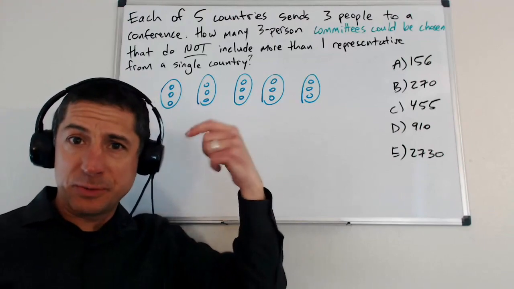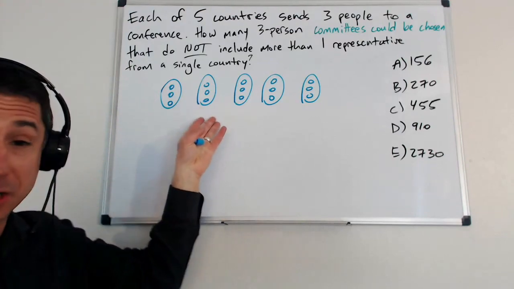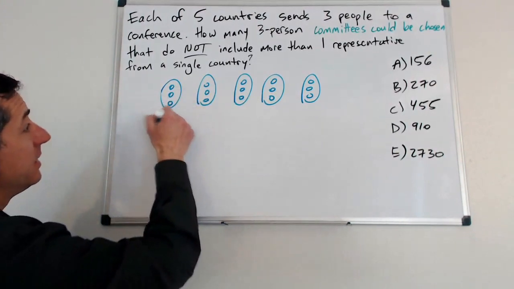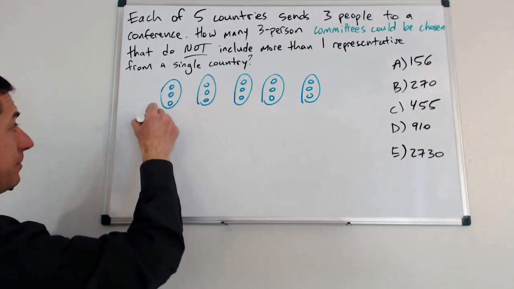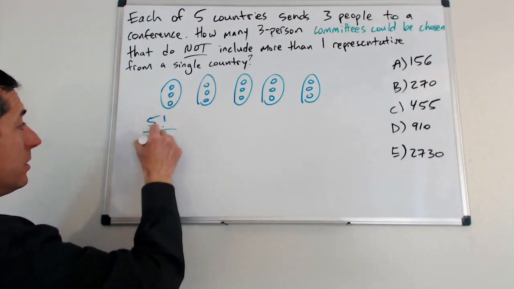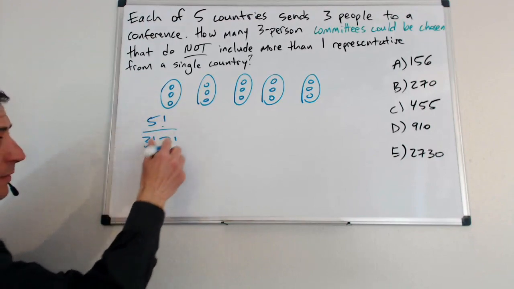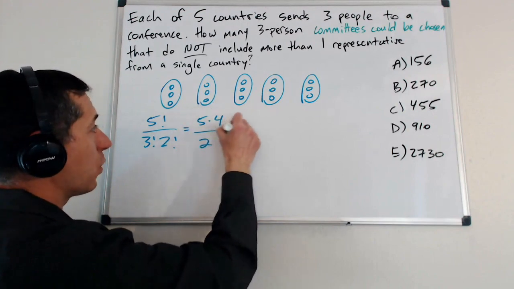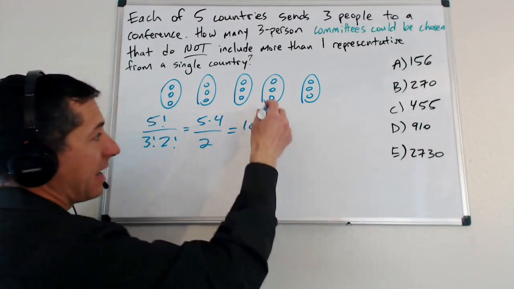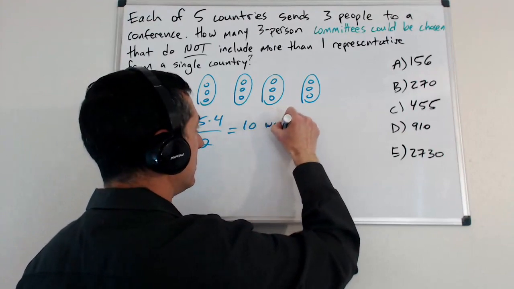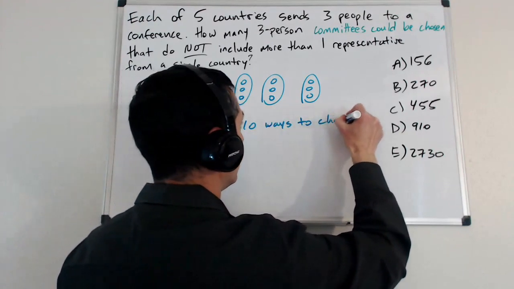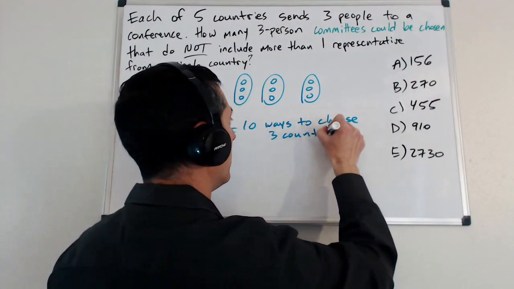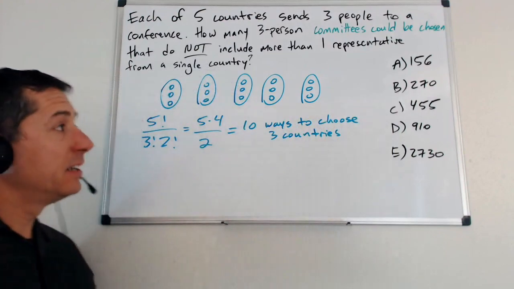Listen to that language in your head as you're saying it. Clearly, I'm going to reach for that straightforward combinatorics formula, or combinations formula. So I'm going to choose three of these five countries first. Choose three out of five, 5 factorial over 3 factorial, 2 factorial. I can reduce that to 5 times 4 over 2. I've got 10 different ways to choose three countries here, or three delegations.